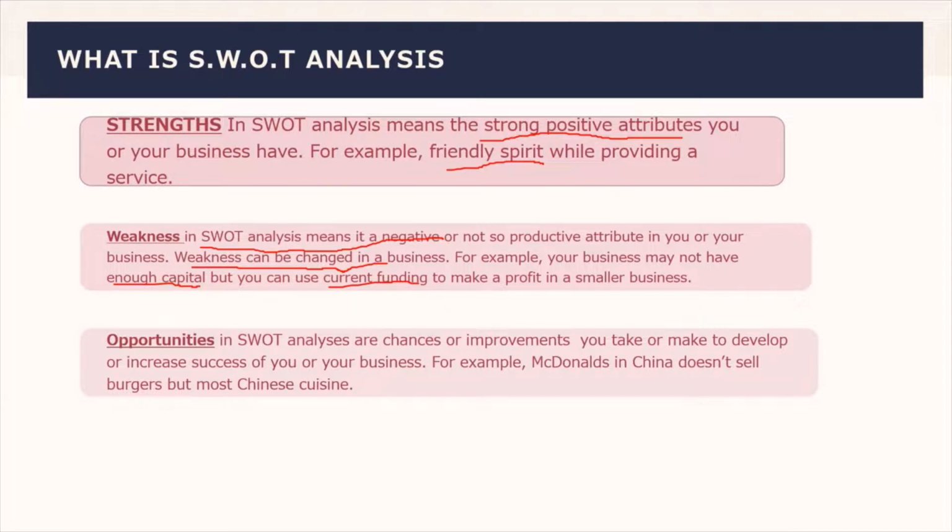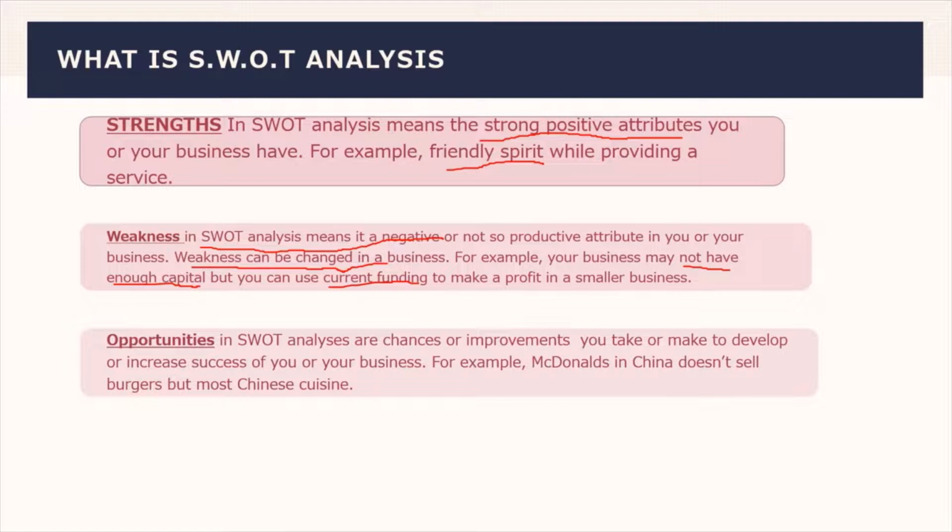So your weakness was first of all not having enough capital, and then you scaled down to a lemonade stand and you used those profits to eventually have a container, a tuck shop, or even a formal building, slowly but surely, from a small business to a bigger business. So that's a weakness. It can be changed.